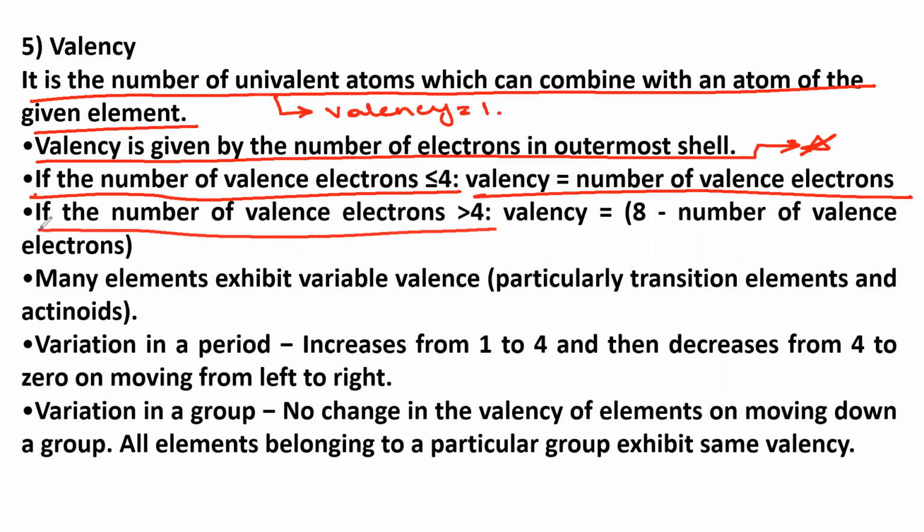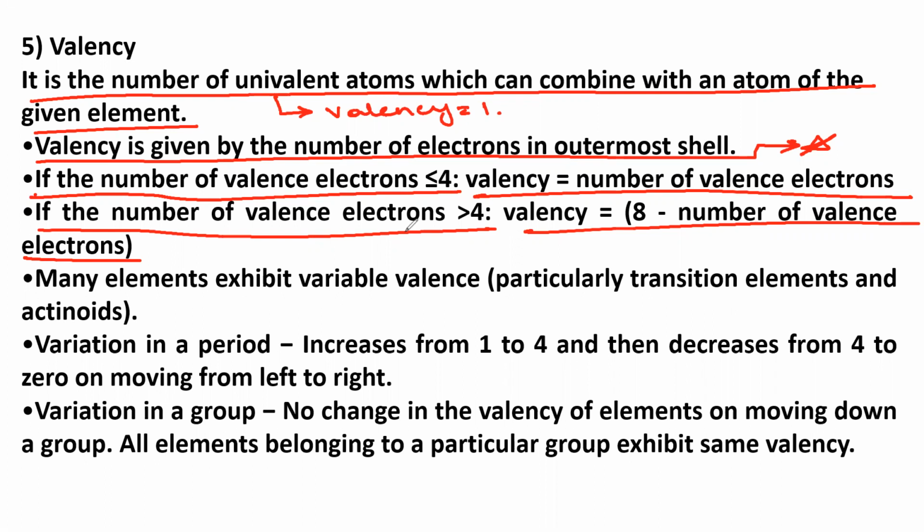Similarly, if the number of valence electrons is greater than 4, meaning 5, 6, 7, or 8, then valence is equal to 8 minus the number of valence electrons. So how did we get zero group elements? Because their valence is 0, because 8 minus 8. All noble gases, that is helium, neon, argon, krypton, xenon, and radon, except helium, have 8 valence electrons. For example, neon: 1s2, 2s2, 2p6. So it has 2s2, 2p6, 8 valence electrons.